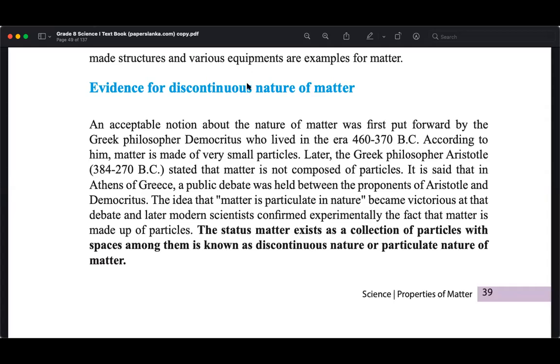So what is this discontinuous nature of matter? The discontinuous nature is the status of matter existing as a collection of particles, with spaces among them. So that is known as the discontinuous nature. It is a collection of particles, tiny tiny particles, and not only that, there are spaces in between them. That idea is what we call the discontinuous nature or particulate nature of matter. So that is the idea.